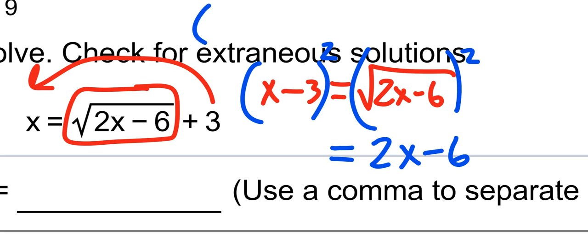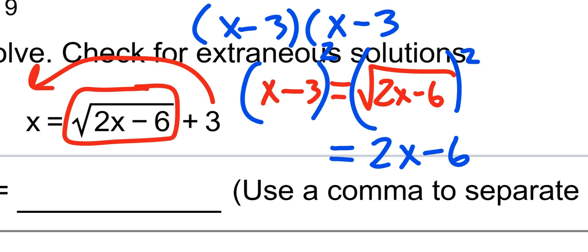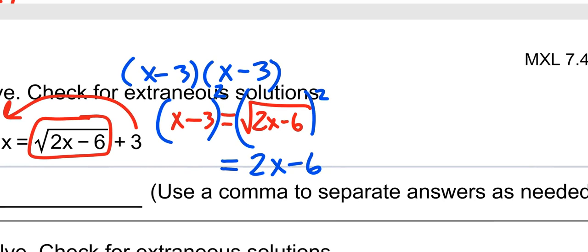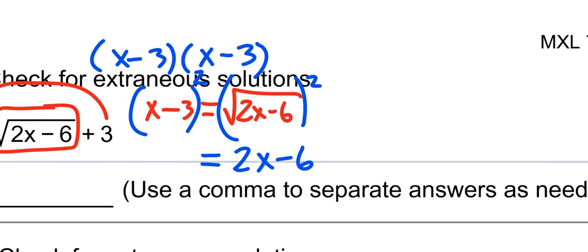What is x minus 3 times x minus 3? How do we multiply binomials together? Okay, yeah, it's FOIL, right?